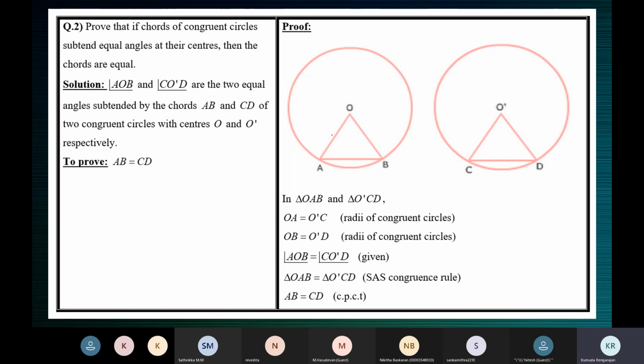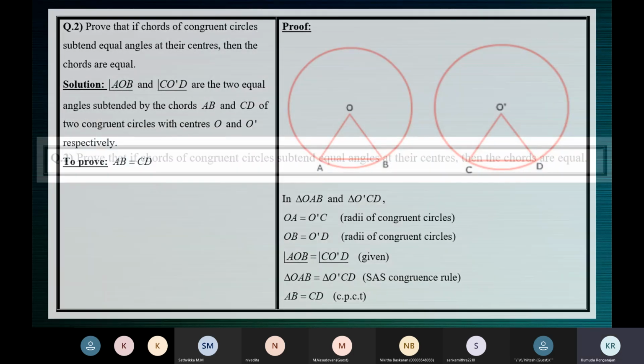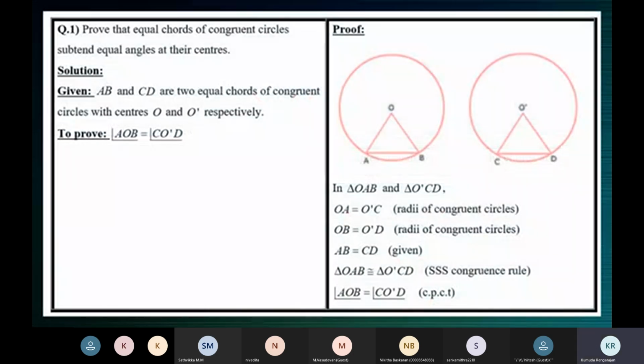The proof is simple, children. See, this is equal to this, radii of congruent circles. Then this one is equal to this one. Again, same reason, radii of congruent circles. And then it's given that they subtend equal angles at the centers. So this angle is equal to this angle. So by SAS congruence criterion, these two triangles are congruent to each other. By CPCTC, you will have AB equal to CD. Take a picture, children.